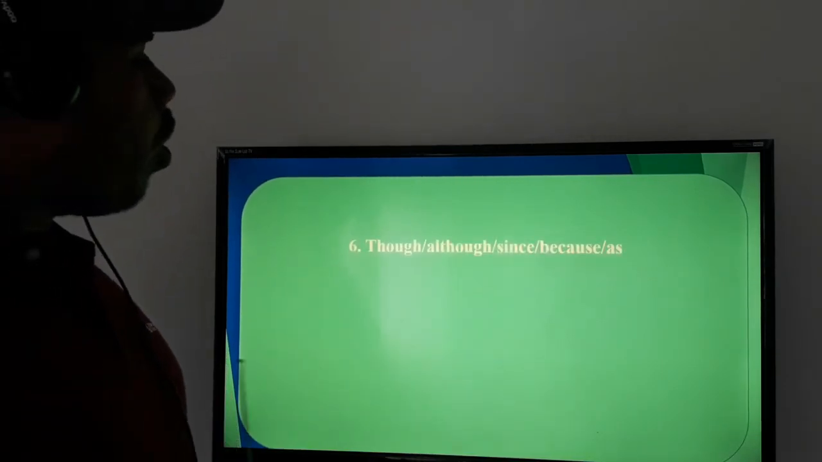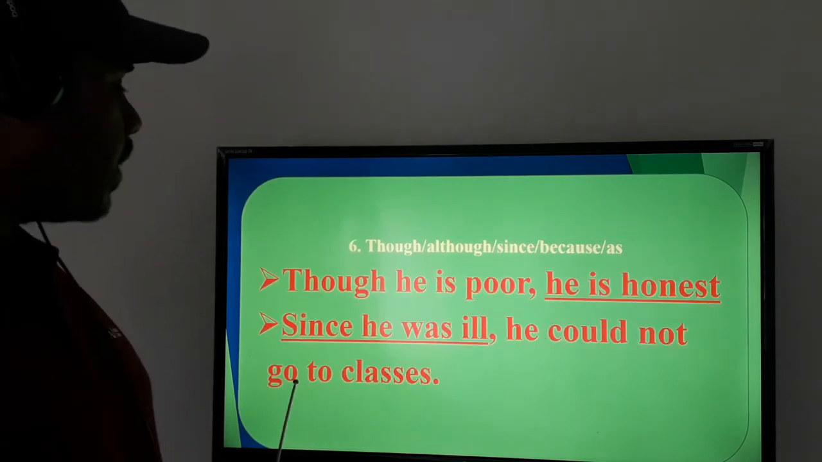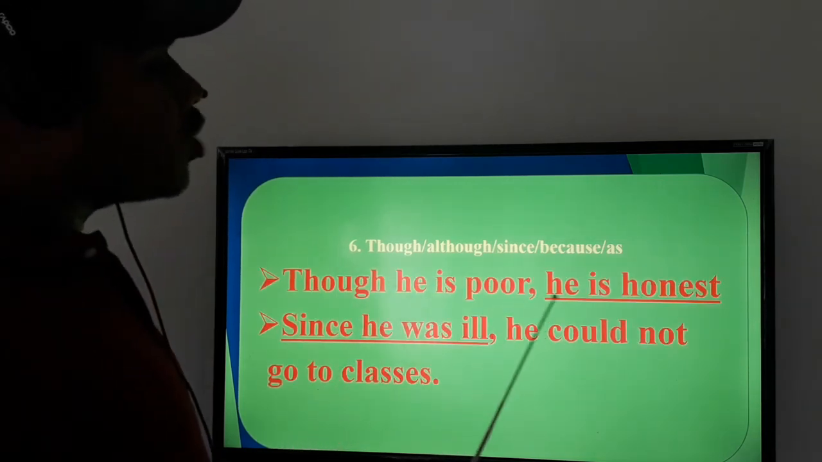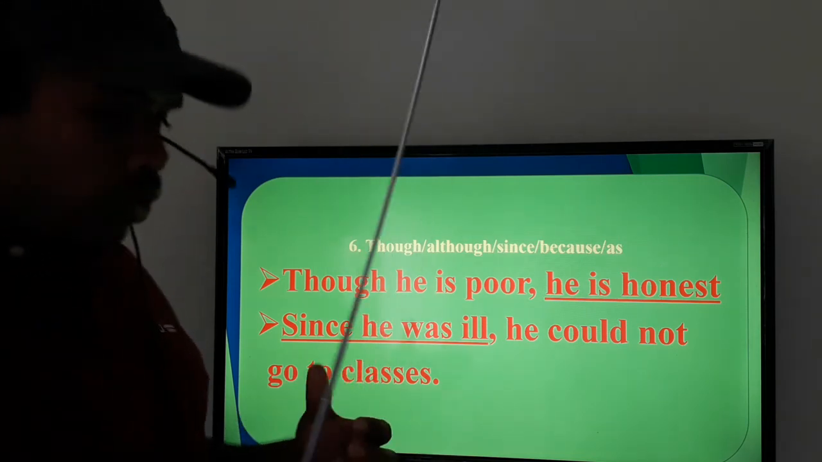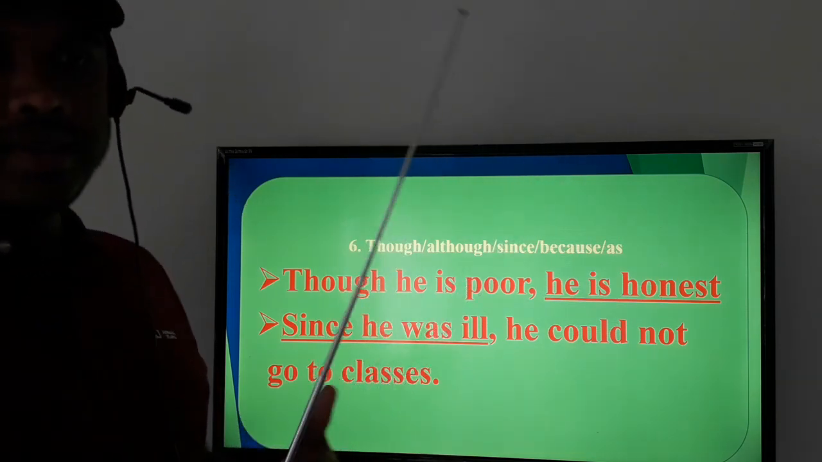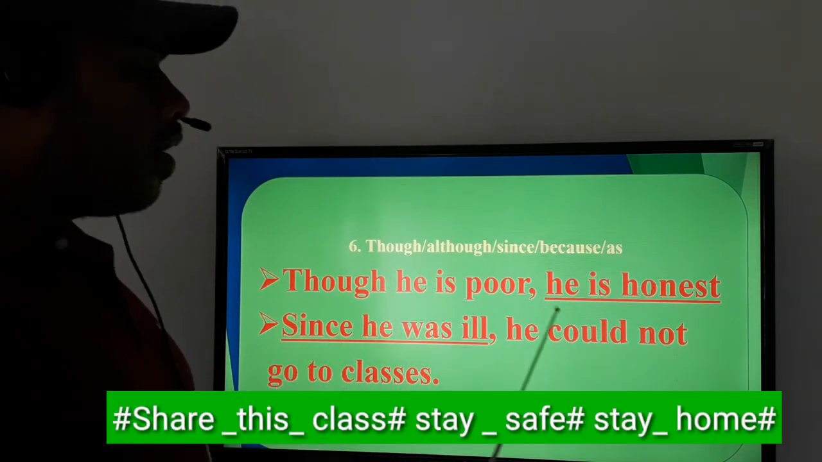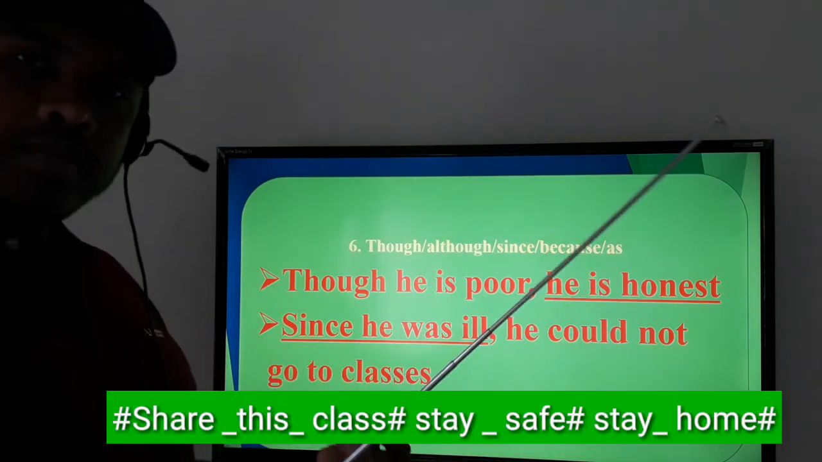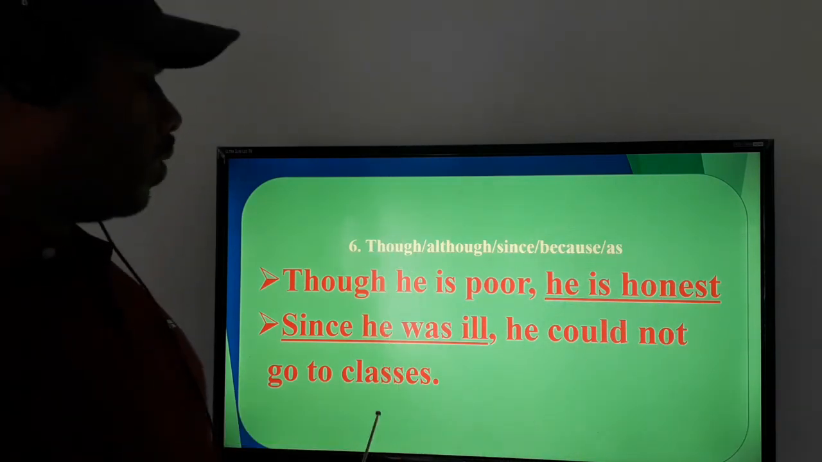Next, though, although, since, because, or as. We use this, have a look: though he is rich, he is honest. We use though or although basically to put opposite things in the same sentence. For example, he is poor, he is honest. There are two conflicting things, and for that we use though or although.